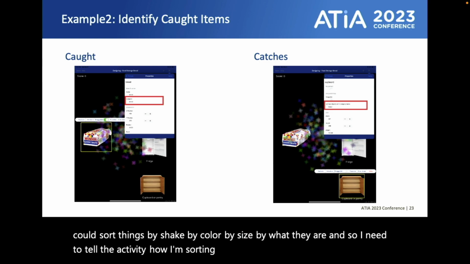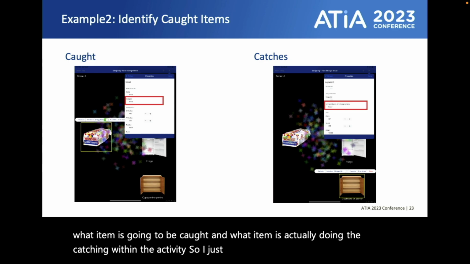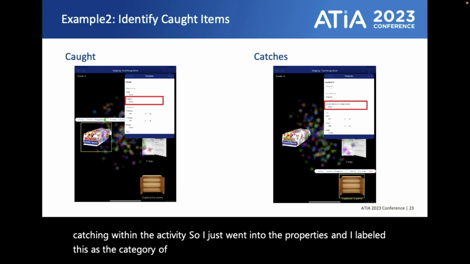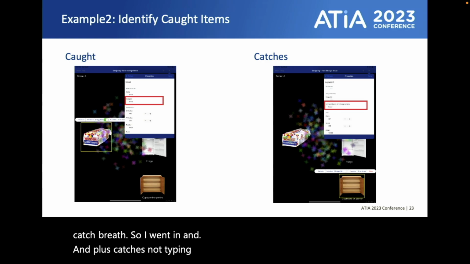So in this case, I needed to indicate what item is going to be caught and what item is actually doing the catching within the activity. So I just went into the properties and I labeled this as the category of bread. And then I told the cupboard that it needs to catch bread. So I went in and it says catches, and I type in bread. So pretty simple.